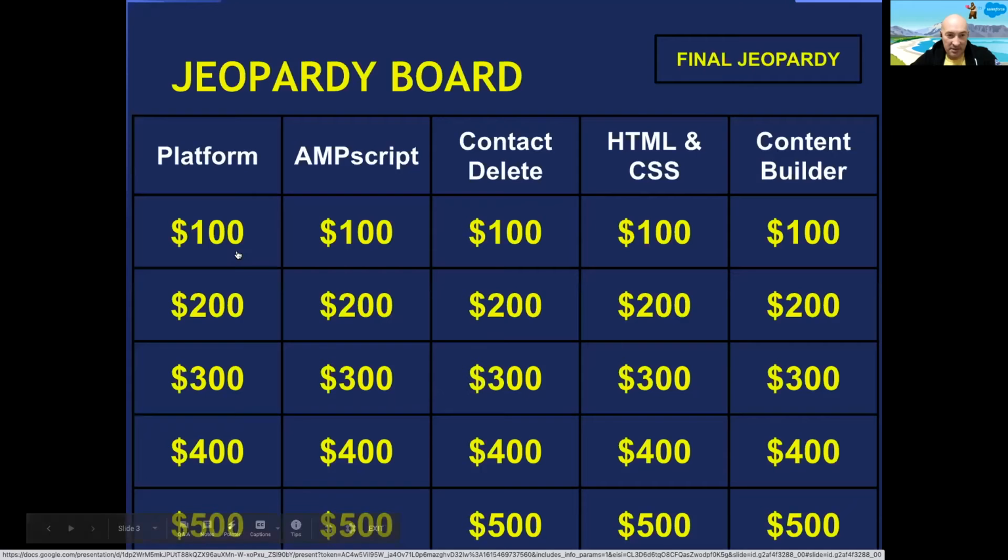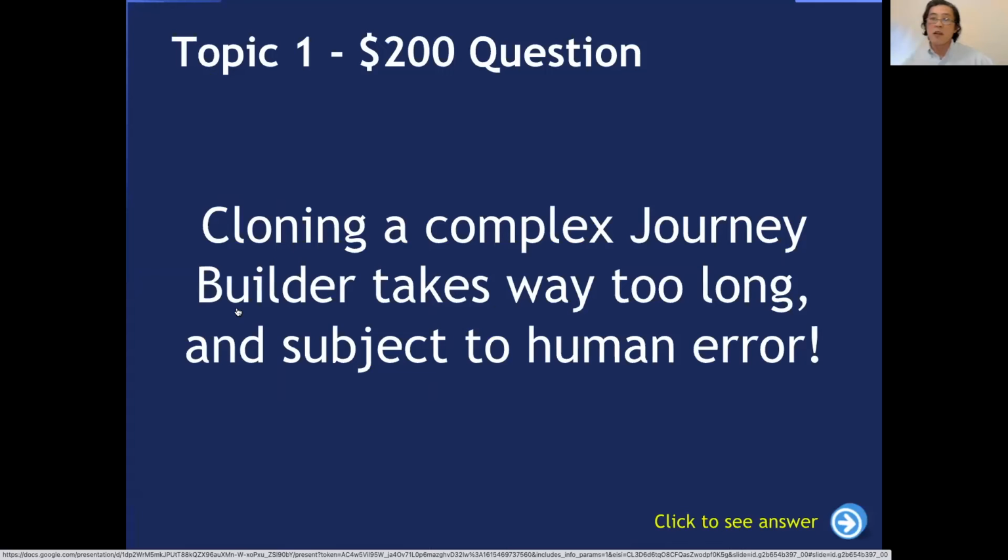Okay. So let's stay on platform 200. I'm keeping track here. So cloning a complex journey builder takes way too long and is subject to human error. What is the question? Or the answer? What is, because to clone a journey builder in another BU takes a long time. And I don't know.